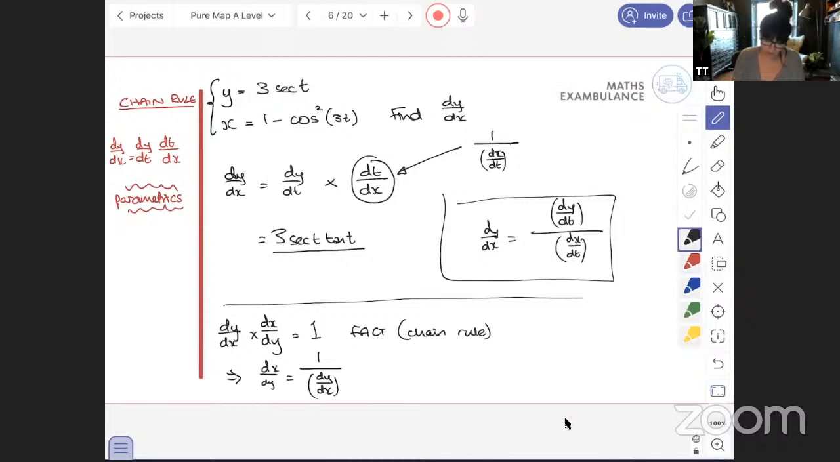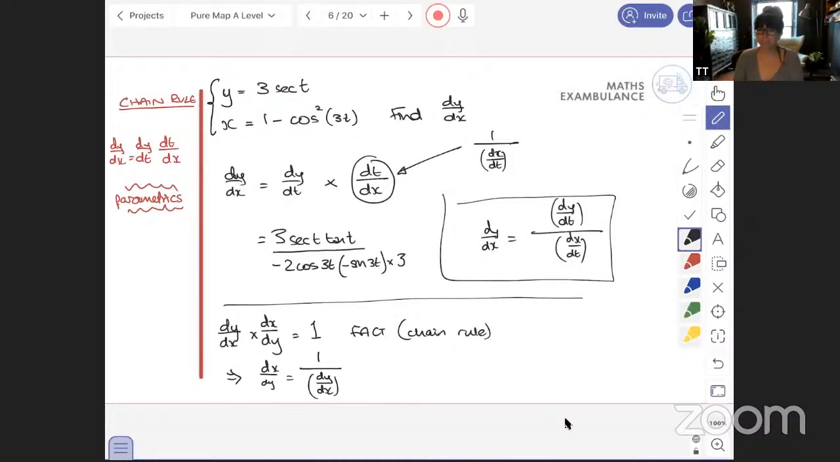So 2 comes down, changes to a 1. That's how you differentiate squared: the 2 comes down and changes to a 1. And now we multiply by the derivative of the cos 3t. The derivative of cos 3t is minus sine 3t. Derivative of cos is minus sine. Derivative of squared is pull the 2 down. And now we multiply by the derivative of the 3t.